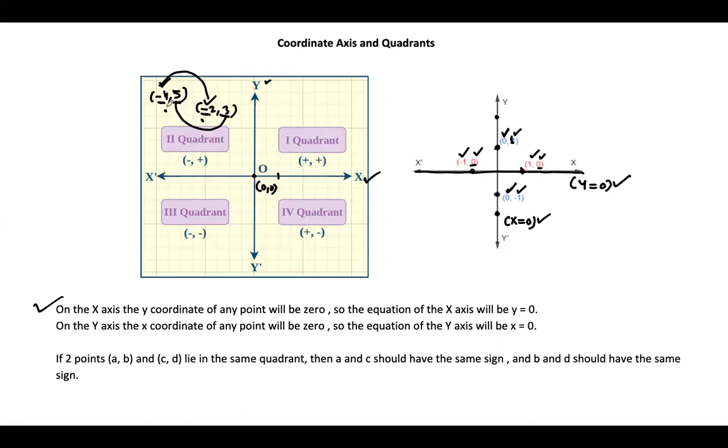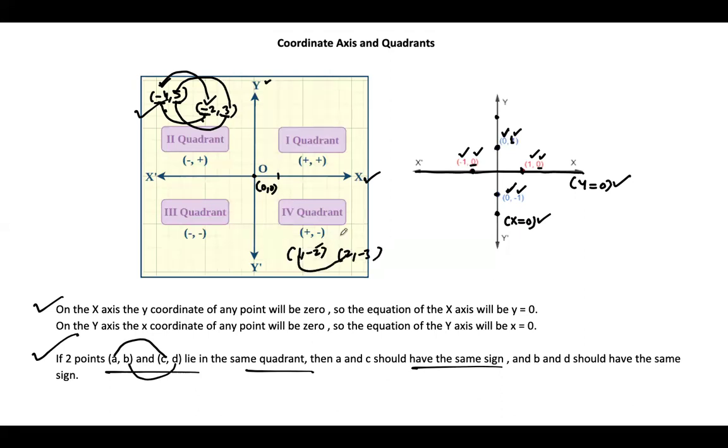So if 2 points are lying in the same quadrant, their x coordinates will have the same sign and their y coordinates will have the same sign. This is what I've written here. If 2 points lie in the same quadrant, then A and C should have the same sign. Similarly, B and D should have the same sign. We can take this example: 1, -2, and 2, -3. Same sign, same sign. Important.